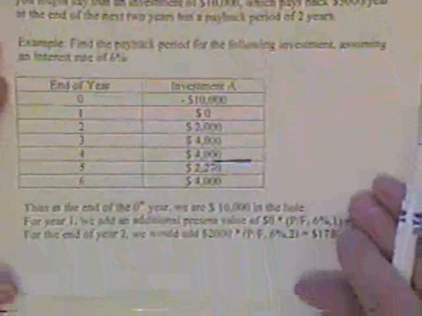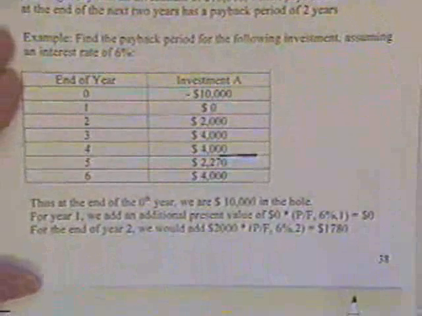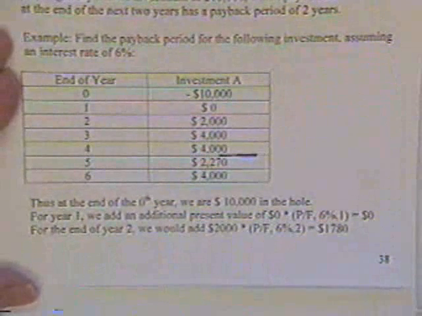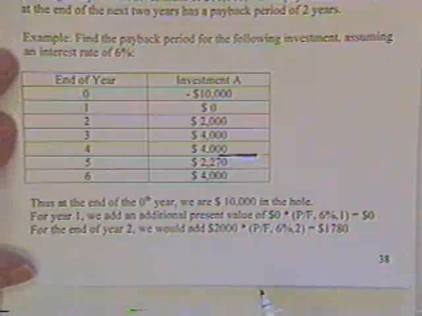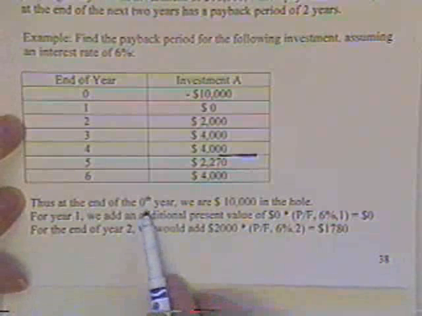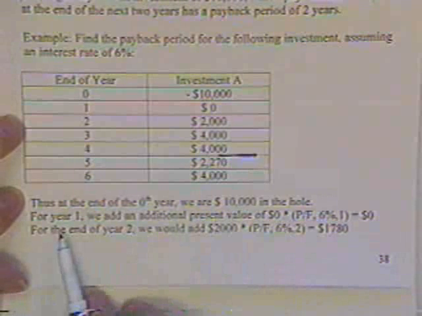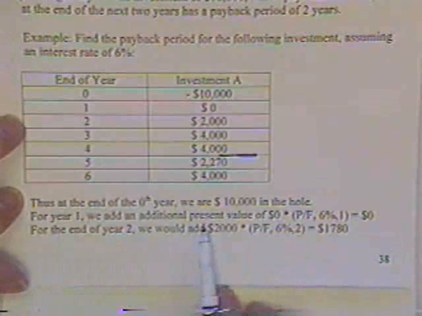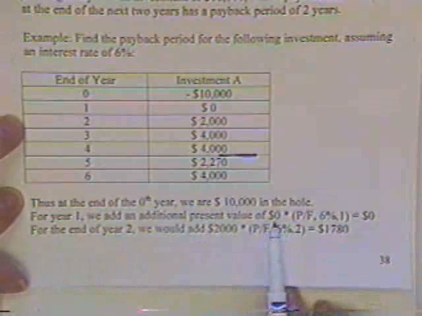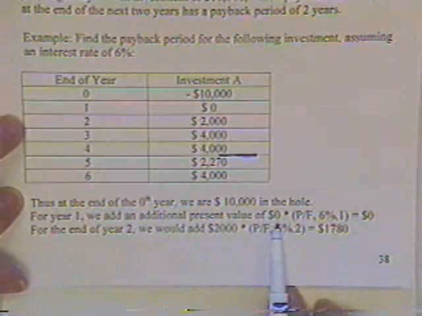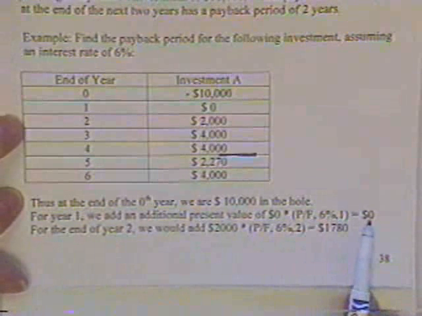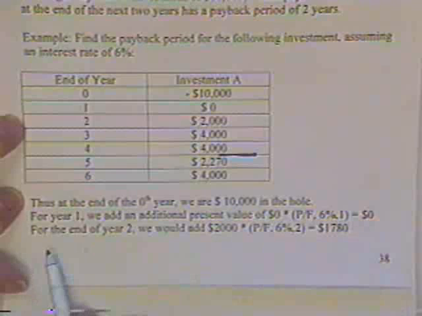Now, assuming the effect of interest is to be included, find the payback period for the following investment, assuming an interest rate of 6%. So, at the end of the 0th year, we're $10,000 in the hole. For year 1, we get a present value back. Well, the guy didn't pay us anything, so we don't get any present value back for that.